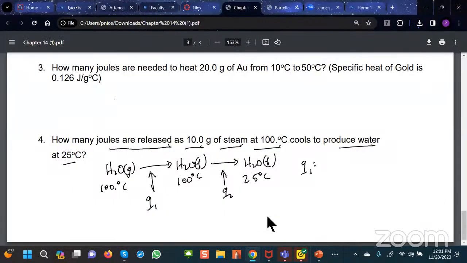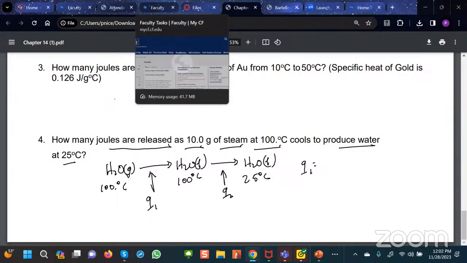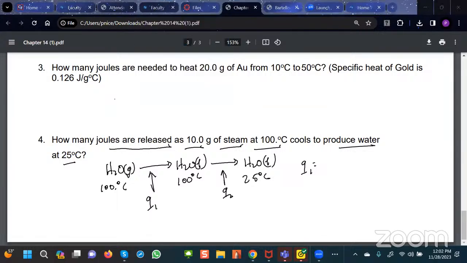How do we calculate Q1? Remember, it's condensing. It's going from the gaseous state to the liquid state. So how would you find the amount of heat released in that case? It would be equal to the mass of the water times what?